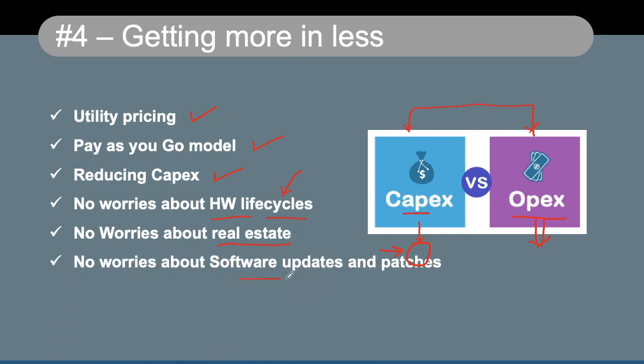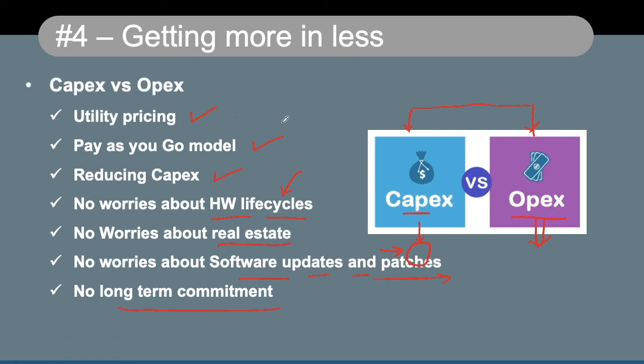No worries about software updates and patches. All the things related to software updates and patches, if you are using PaaS and SaaS kind of models, will be taken care of by the public cloud provider itself. And no long-term commitment. You can terminate your resources whenever you don't need them, and that's why there is absolutely no long-term commitment with the public cloud provider. So these are some topics where we talk about capex versus opex.